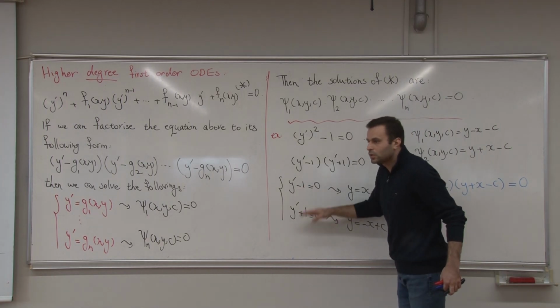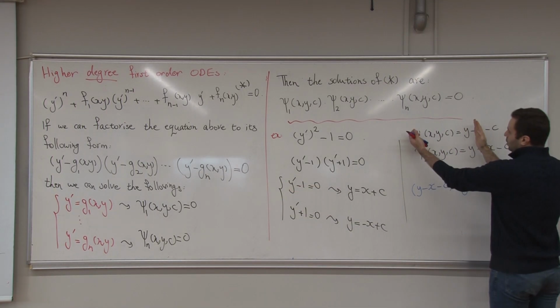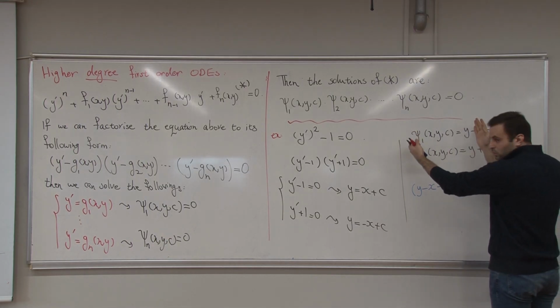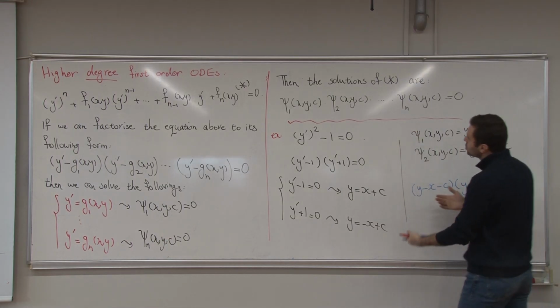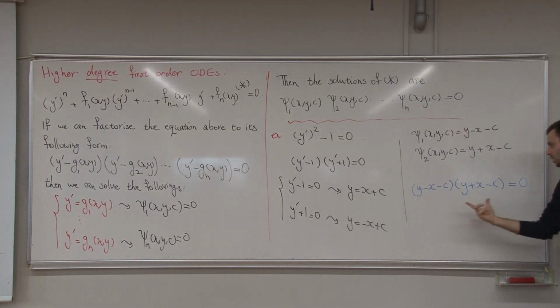When you solve each one of these differential equations, put them to one hand side, call them that function psi1 or whatever you would like to call, and the general solution is going to be multiplication of these functions equal to 0. Multiplication of all of these equal to 0. Okay?